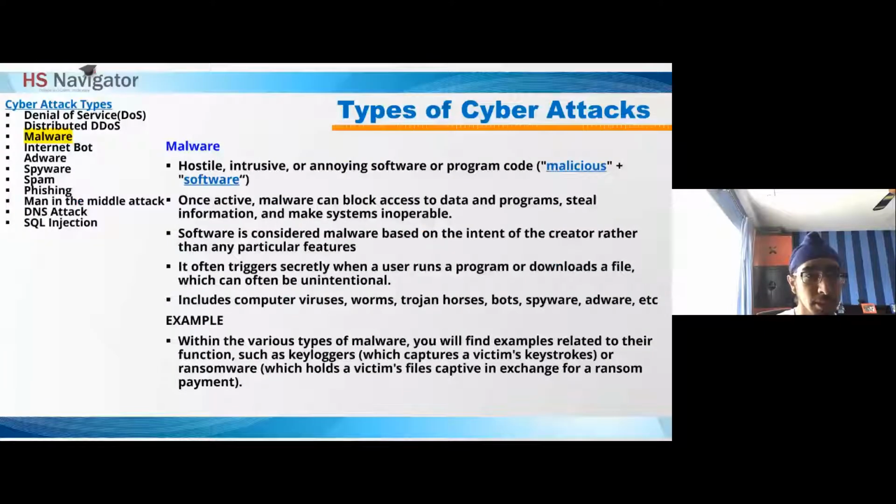There's malware, which is hostile, intrusive, or annoying software program code. Malicious plus software, that's how you get malware. Once active, malware can block access to your data. It can steal your data. It can make systems inoperable. It can turn your computer off and make sure it can never turn on again. It often triggers secretly when a user runs programs or downloads files that shouldn't be downloaded. Malware includes computer viruses, Trojan horses, spyware, adware, etc.